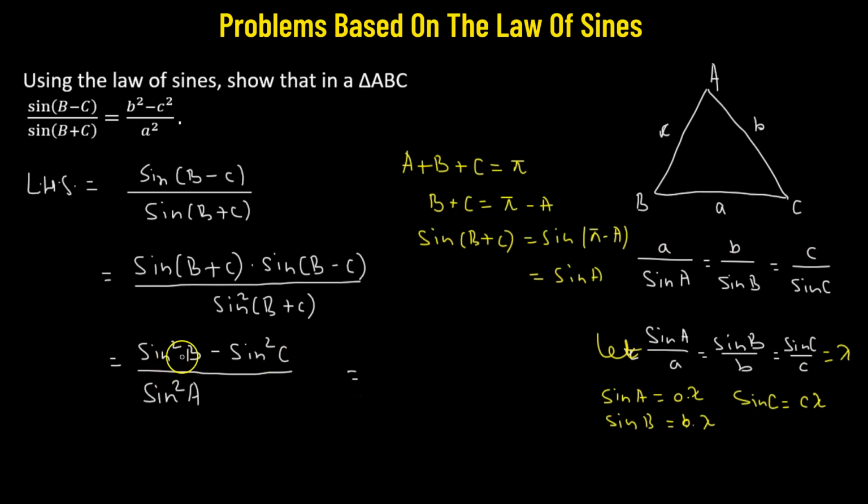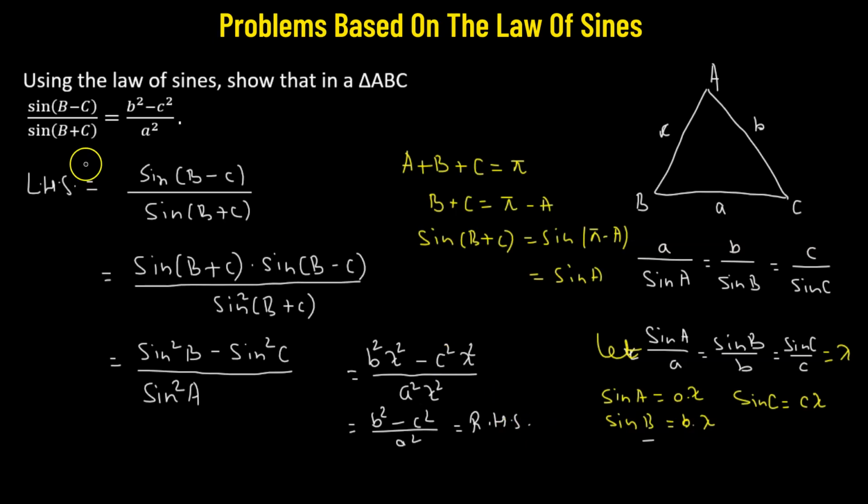Right. So let's substitute these values into the ratio. In place of sine squared B, we're going to have b squared times lambda squared, minus, in place of sine squared C, c squared times lambda squared, whole divided by a squared times lambda squared in place of sine squared A. We can factor out lambda squared from the numerator and the denominator, leaving us with (b squared minus c squared) divided by a squared, which is the expression on the right hand side. So this is how we can show that sine(B minus C) over sine(B plus C) equals (b squared minus c squared) over a squared, using the law of sines.